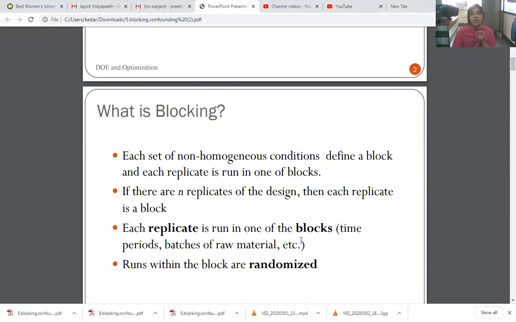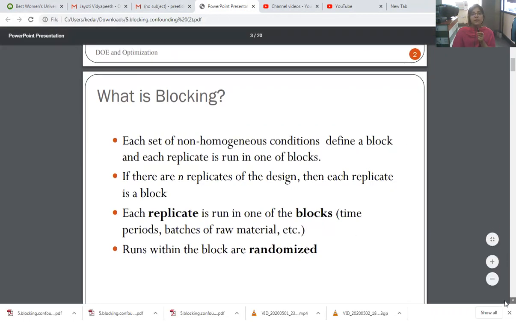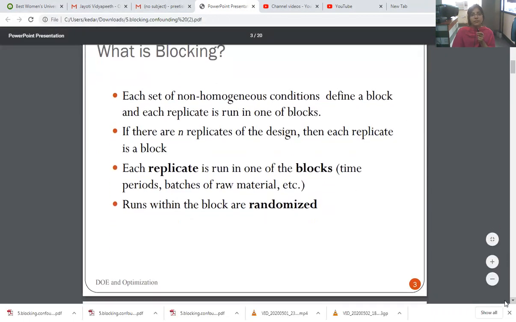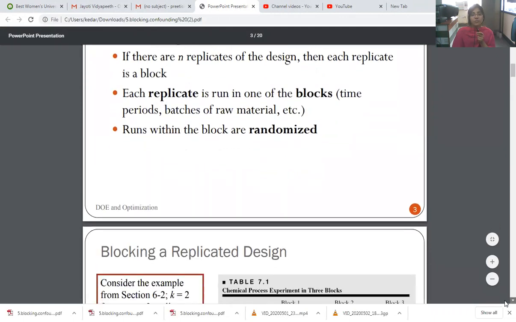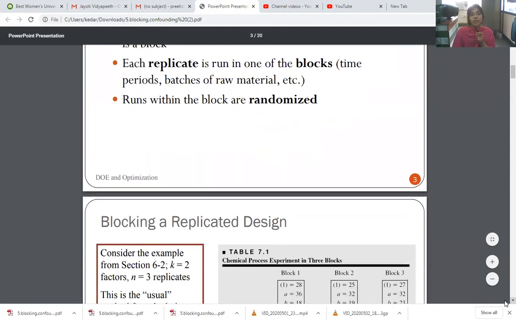What is blocking? Each set of non-homogeneous conditions defines a block, and each replicate is run in one of the blocks. If there are n replicates of the design, then each replicate is a block. Each replicate is run in one of the blocks, time periods, or batches of raw materials. Runs within the block are randomized. Blocking is important for the replicated design.